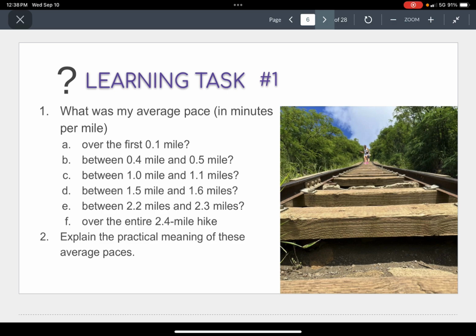Learning task number 1. What was my average pace in minutes per mile over the first tenth of a mile, between 4/10 and 5/10 of a mile, between 1 mile and 1.1 miles, between 1.5 miles and 1.6 miles, between 2.2 miles and 2.3 miles, over the entire 2.4 mile hike? Explain the practical meaning of these average paces. That is, not only do we want to be able to do the calculation, we want to be able to make sense of what that calculation means. Pause the video and work the learning task.